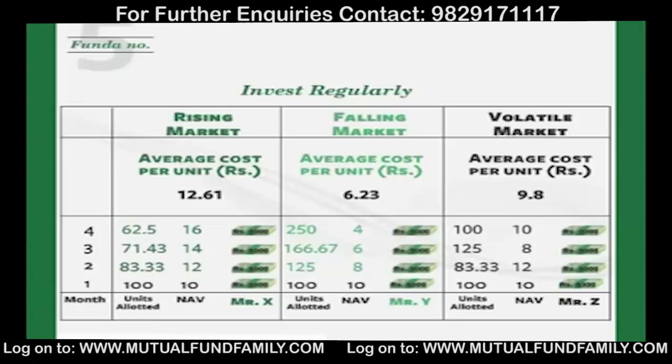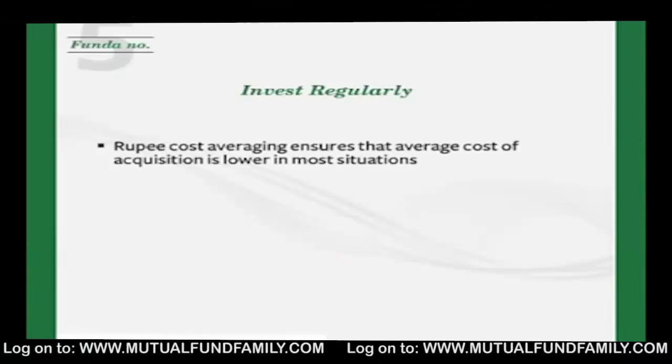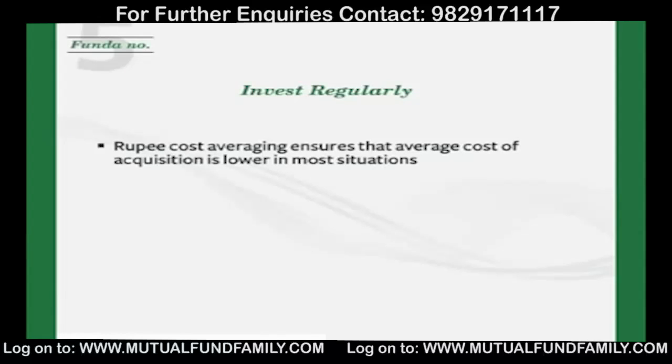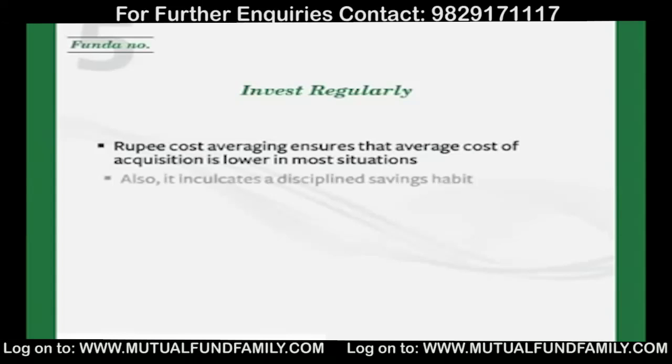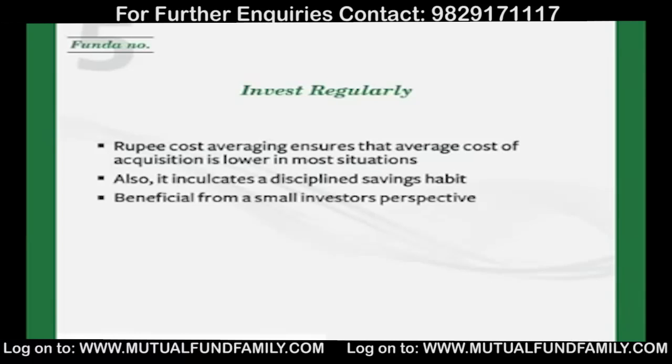But let us say that if we invested a lump sum amount of rupees 4,000 and purchased 400 units, the average cost per unit would be rupees 10. Thus, we can conclude that while rupee cost averaging does not guarantee us a profit, it ensures that our average cost of acquisition is lower in most market conditions. Moreover, this strategy insulates us from the risk of getting the market entry point wrong.